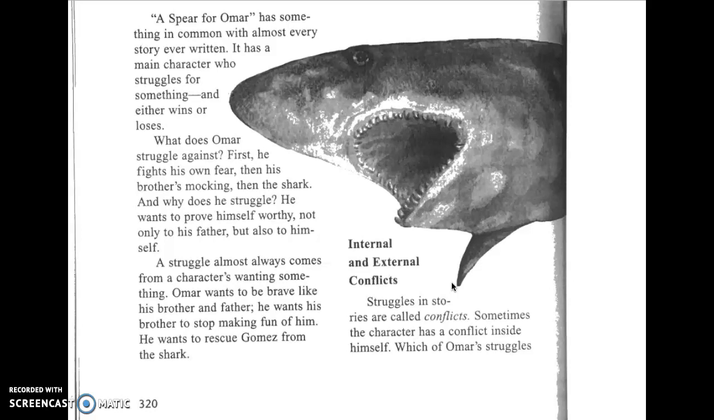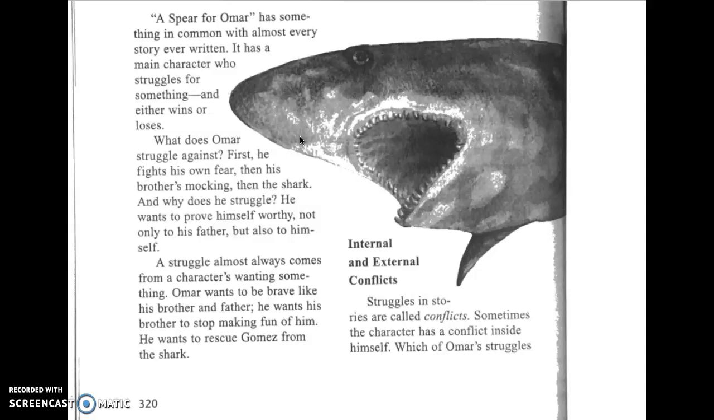Conflict in stories. A Spear for Omar has something in common with almost every story ever written. It has a main character who struggles for something and either wins or loses. What does Omar struggle against? First, he fights his own fear, then his brother's mocking or teasing, then the shark. And why does he struggle? He wants to prove himself worthy, not only to his father, but also to himself.